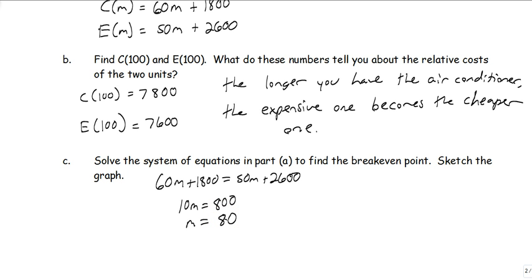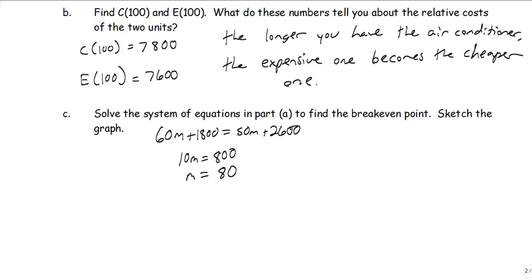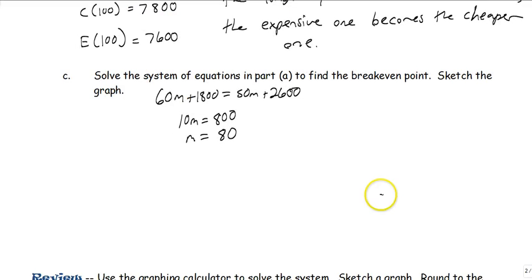So anytime, if you have the air conditioner longer than 80 months, then the expensive model is actually the way to go because it becomes the cheaper model. Because now it's cheaper as you go than the cheap one, because it costs more to run that thing. Sketch the graph. Alright, so the two graphs would be something like this.